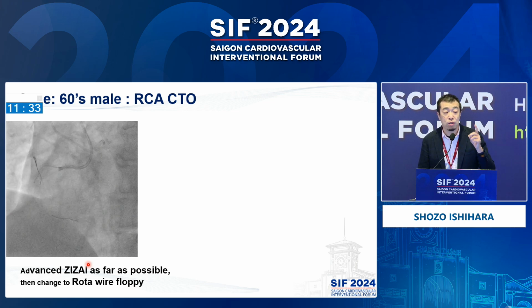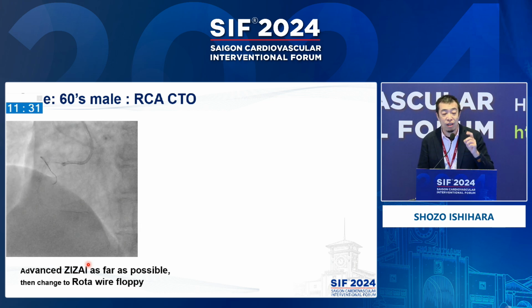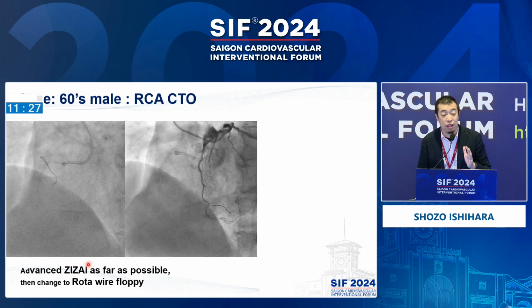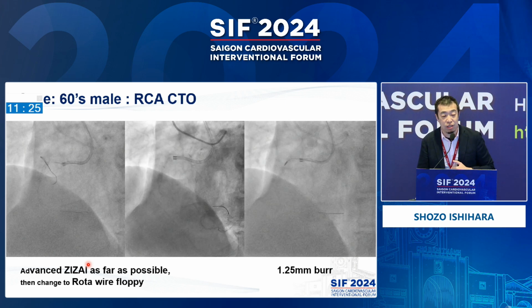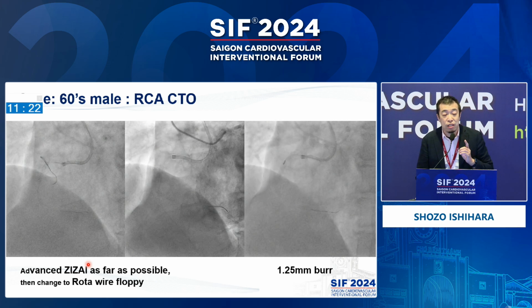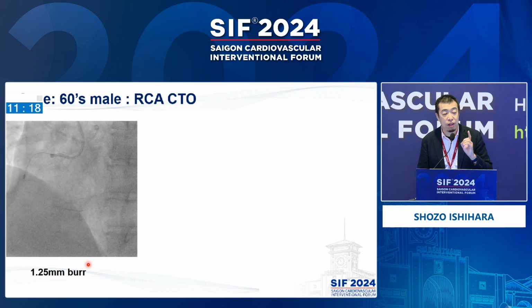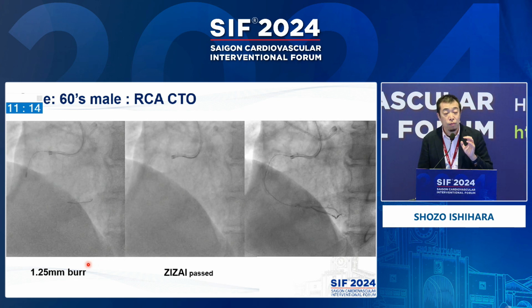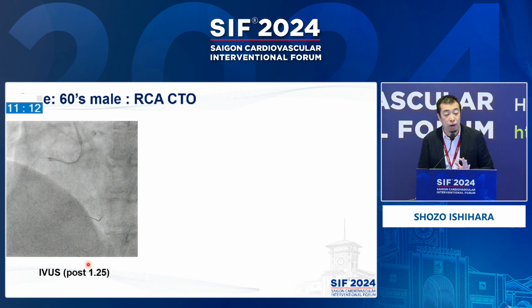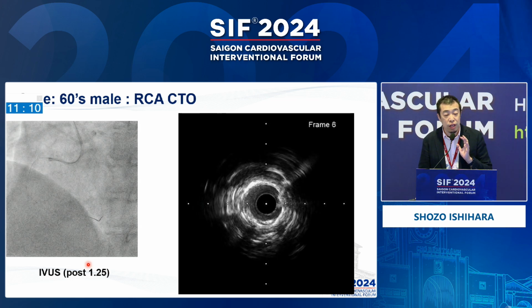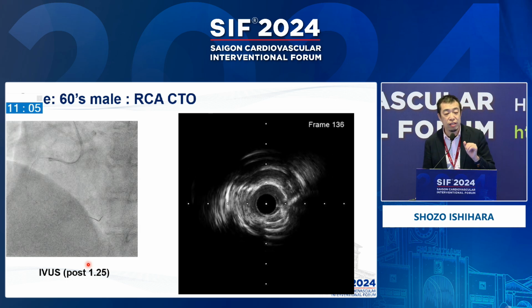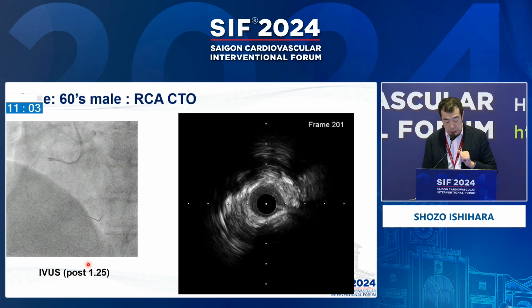These days, Boston's RotaWire Drive is a very crossable wire. So fortunately, the RotaWire Drive floppy crossed, and also in this situation, we can do the small burr rotablation. And then after crossing the lesion, the microcatheter was passed. So, we check the distal part and check the IVUS. We see still very severe calcification like this.